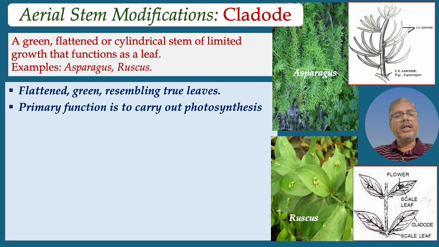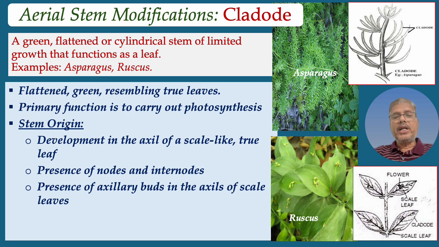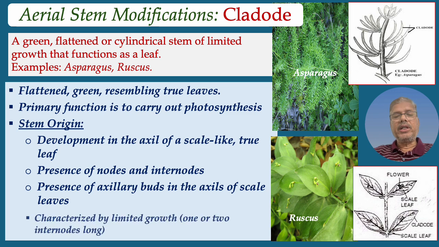This is evidenced by their development in the axil of a small scale-like true leaf, the presence of nodes and internodes, though these may be highly compressed or inconspicuous, and the presence of axillary buds in the axils of the minute scaly leaves on which the flowers and fruits may arise. While phylloclades can have unlimited growth, cladodes are generally characterized by limited growth, meaning they consist of one or few internodes. They do not typically continue to elongate indefinitely like a stem.